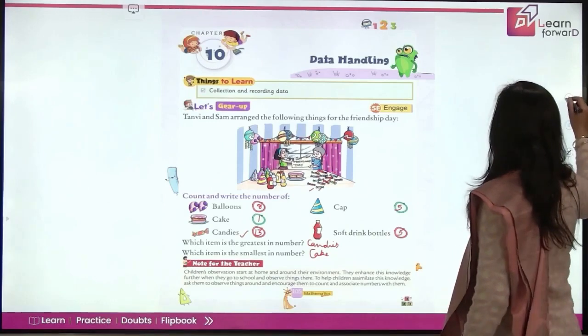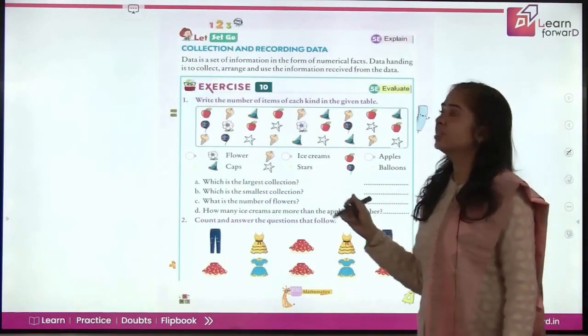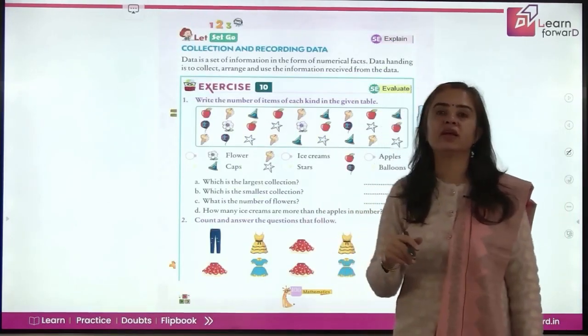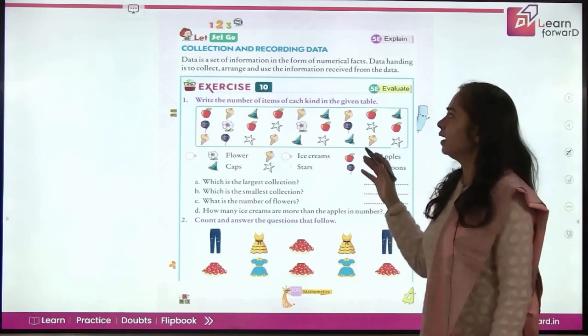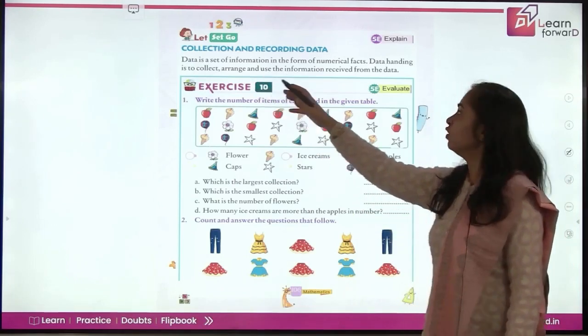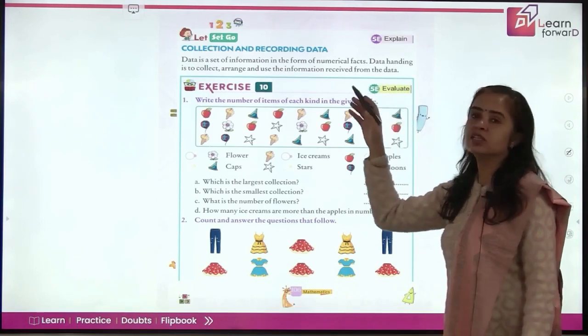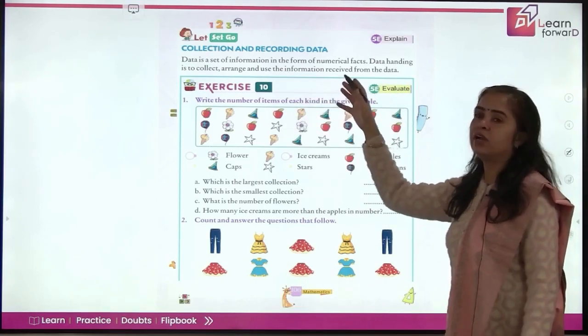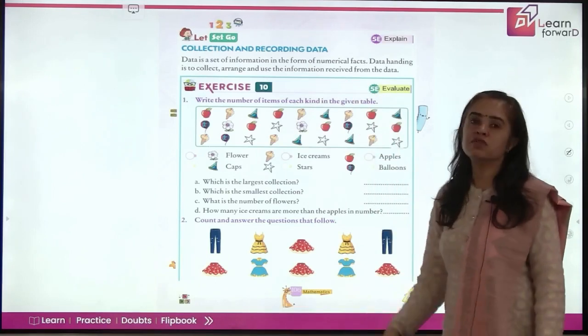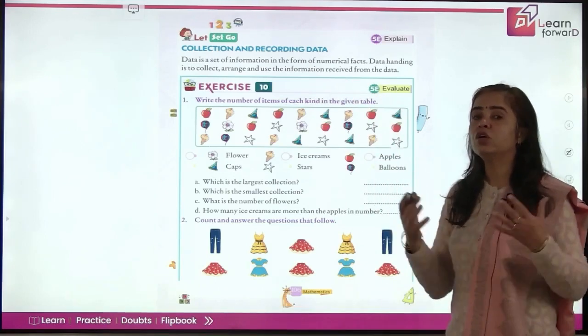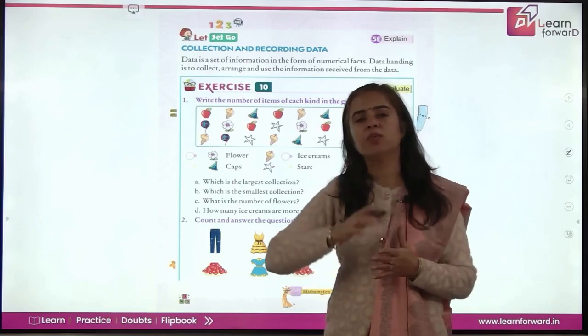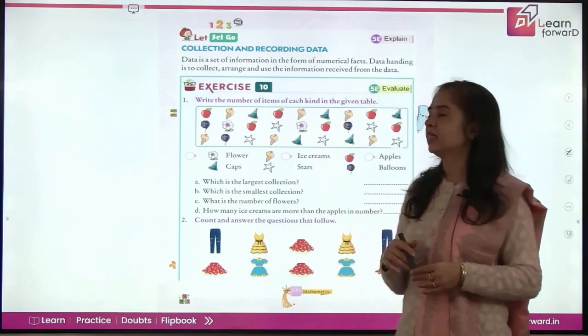So let's have fun with this topic also, collection and recording of data. This is what we do in data handling. So data is a set of information in the form of numerical facts, and then data handling is to collect, to arrange and to use the information received from the data, like to find out which is the most, which is the least, how much more, how much less, like that.